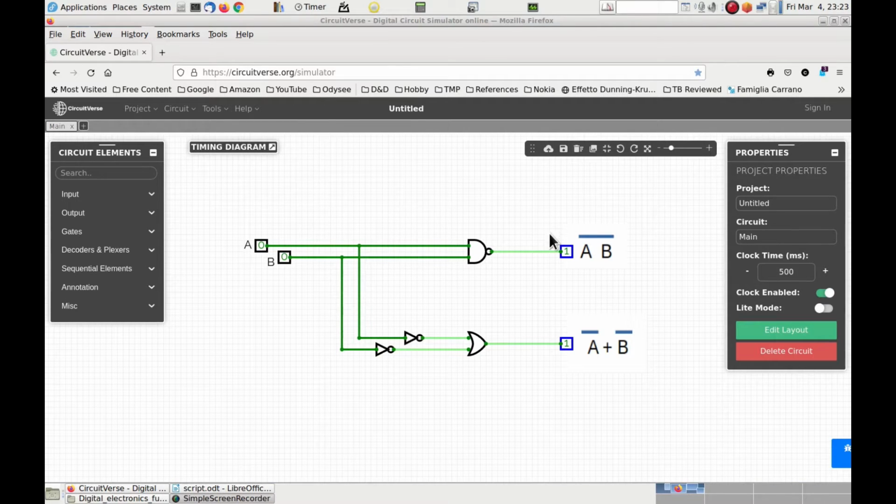A similar simulation can be done for the second part of the theorem. Here is a circuit that can be used to do it, but I leave the actual procedure as an exercise for you to try.